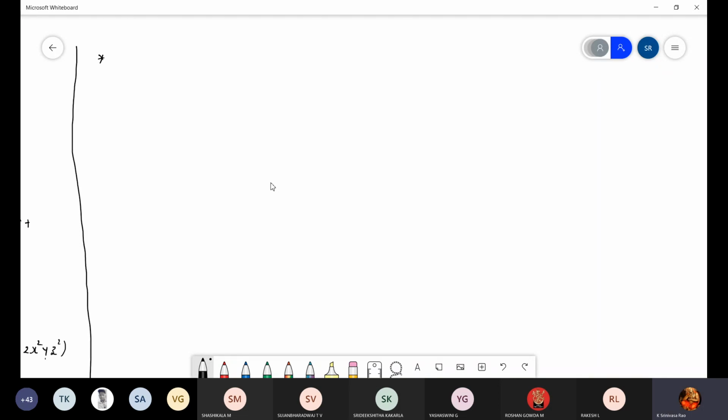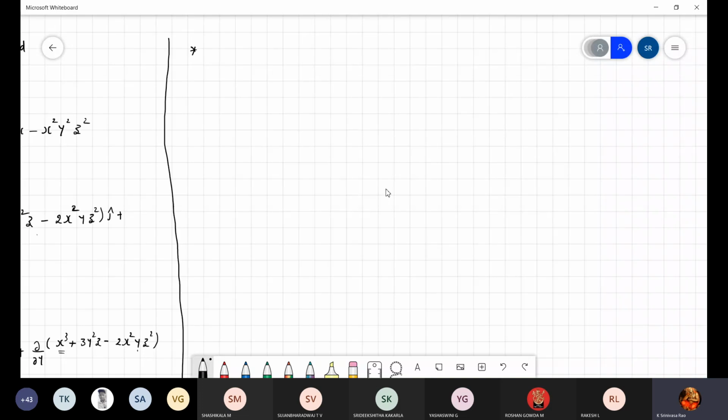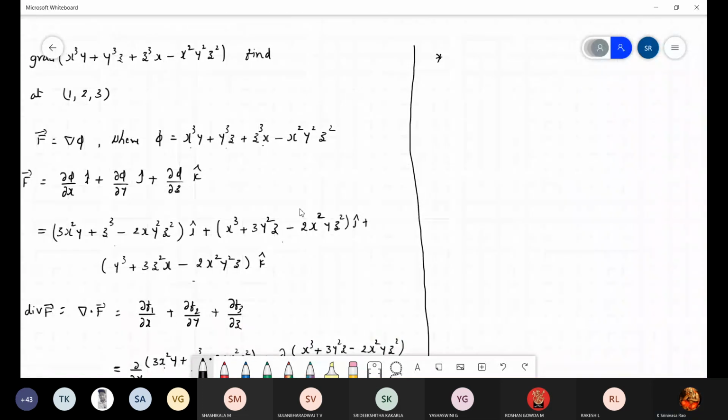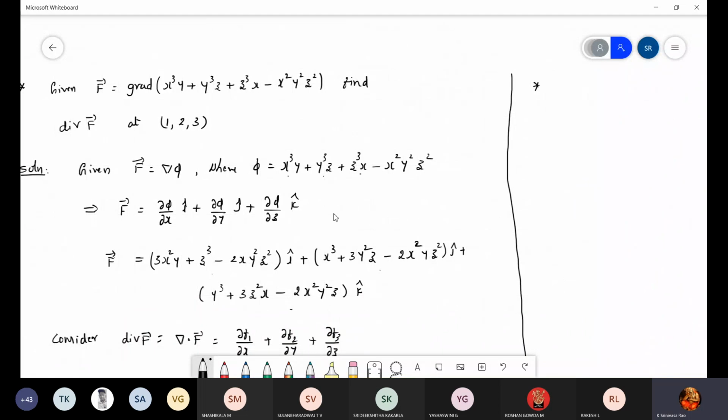Will you calculate the same problem instead of going to the next problem? Will you calculate curl F? Okay, let me complete that. If they ask curl F, actually it is not there. Better you take that also. Find div F and curl F also. Okay, calculate that.